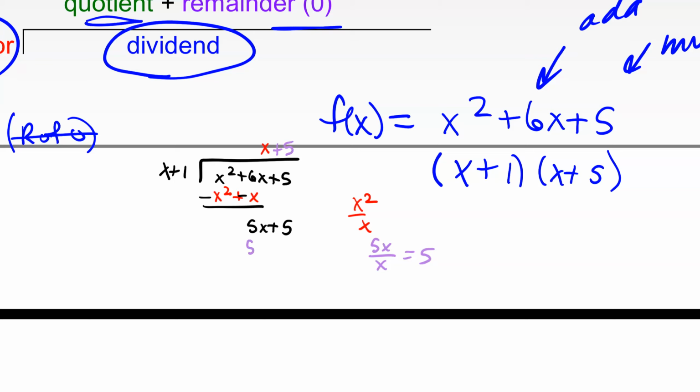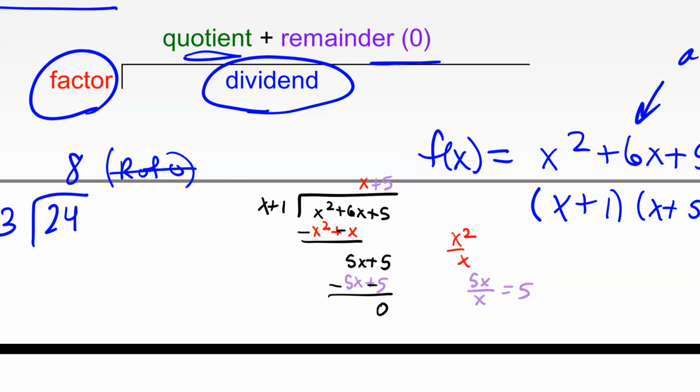So I'm proving to you guys right now that when I divide by one of my factors, I get 0 remainder. So if I'm dividing a polynomial by one of its factors, it should go evenly and I should have no remainder. And the answer will be another factor of my polynomial. So the quotient is called a depressed polynomial.